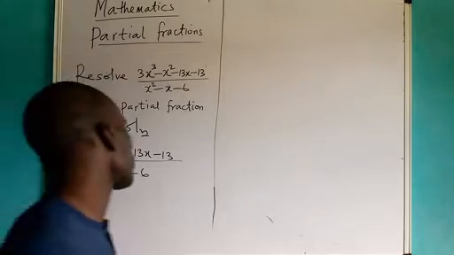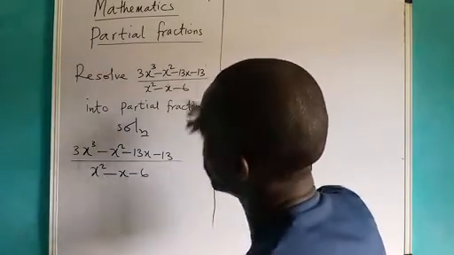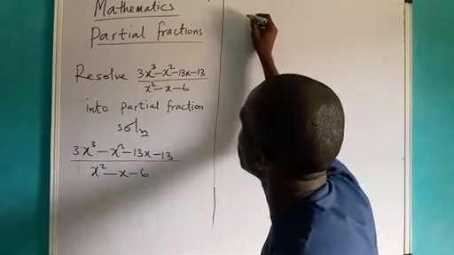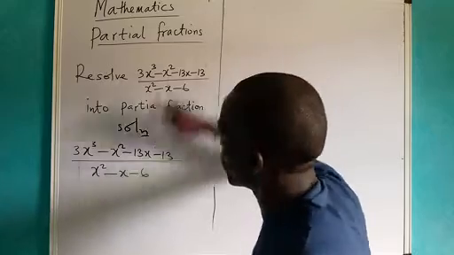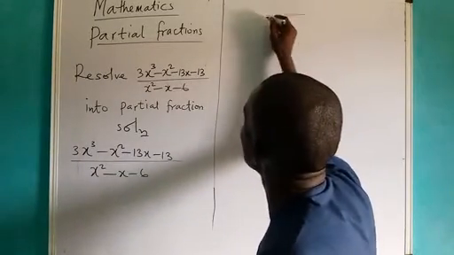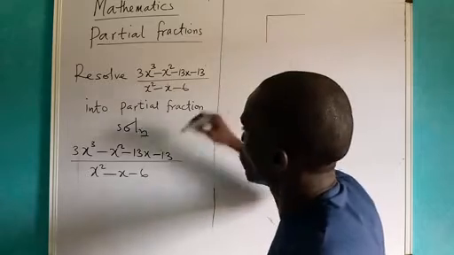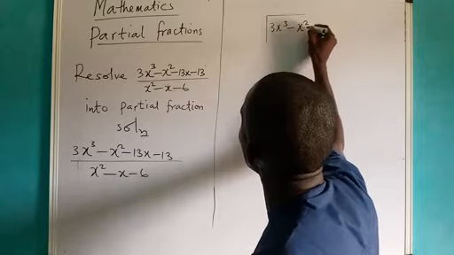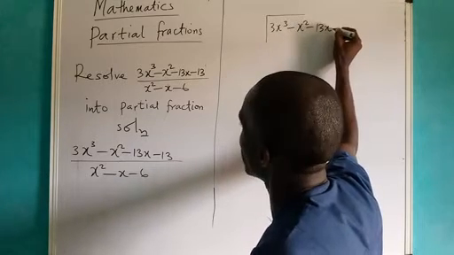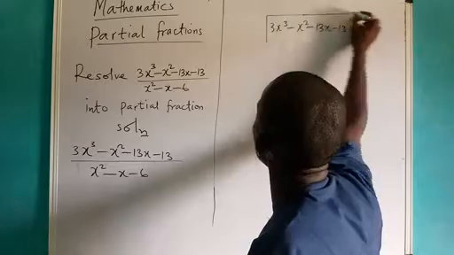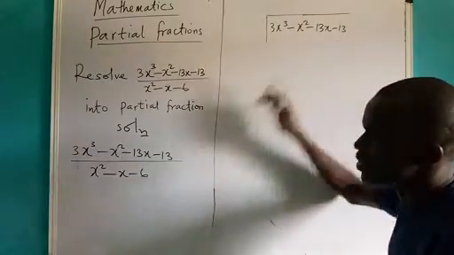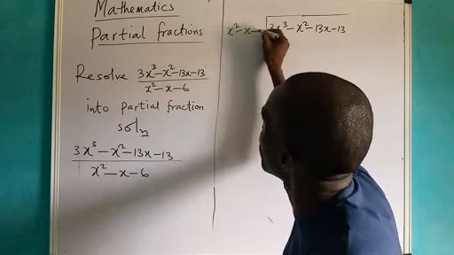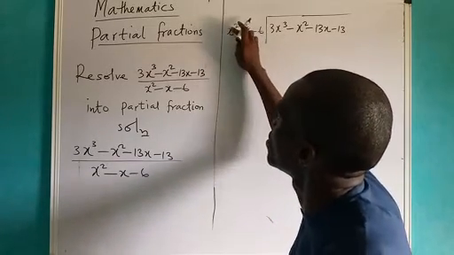Now to use the long division method, what can we do? Let me put it aside so that it will be more convenient for us. To use long division, the numerator will go inside. What is the numerator? We have 3s to the power 3 minus s squared minus 13s minus 13. That is the numerator, and it will go inside, while the denominator, s squared minus s minus 6, will come outside.